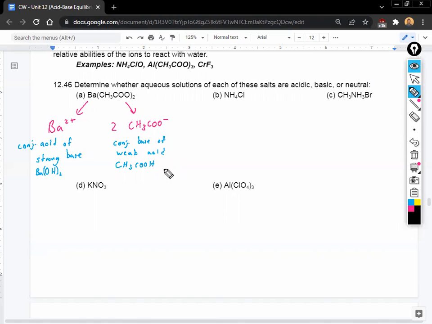So if it's the conjugate base of a weak acid, what does it turn the solution into? Acidic or basic? Basic, yeah, because it's a conjugate base. So if we add this salt into a solution, it's going to turn it basic. All right, any questions? Hopefully not too bad.